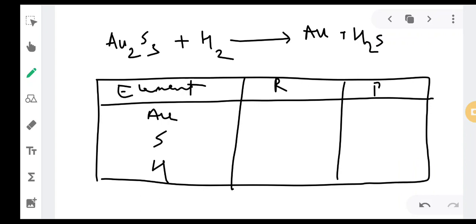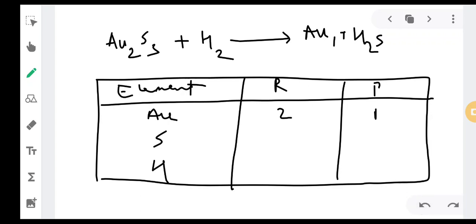So first thing is you need to find out how many elements are there. So there are totally 3 elements. One is Au, that is nothing but gold, S is nothing but sulfur, and hydrogen is H. Okay, so gold is 2 in numbers. There are 2 atoms of gold on the reactant side, whereas on the product side if you see there is only 1 atom of gold.